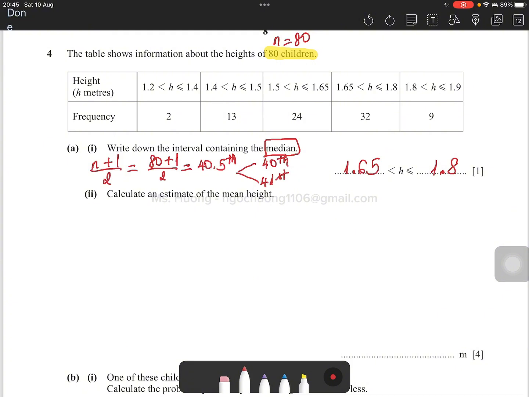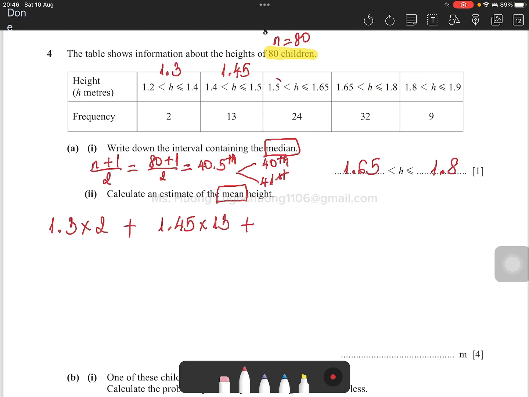Second question, calculate an estimate of the mean height. To find the mean height, we need to find the middle value of each interval. 1.2 plus 1.4 is 2.6. 2.6 divided by 2 is 1.3. The middle value is 1.3. So we write 1.3 multiplied by the frequency 2. Next, the value between 1.4 and 1.5 is 1.45. Or you can add them up and then divide by 2. So we multiply 1.45 by the frequency 13.